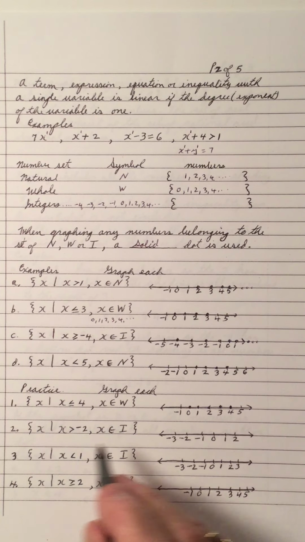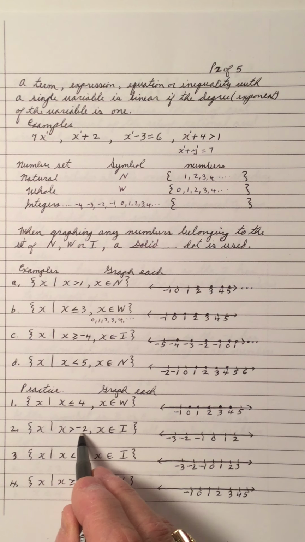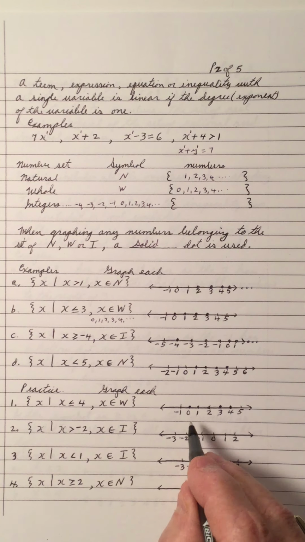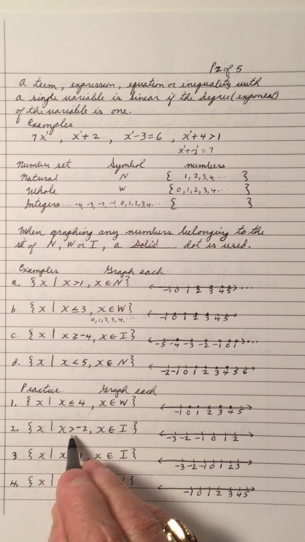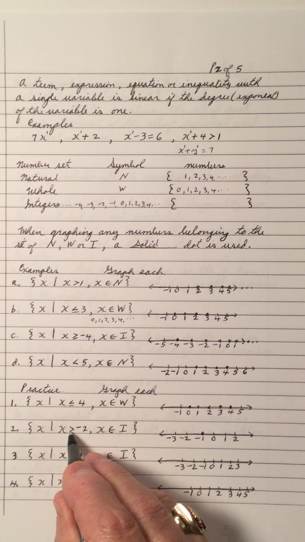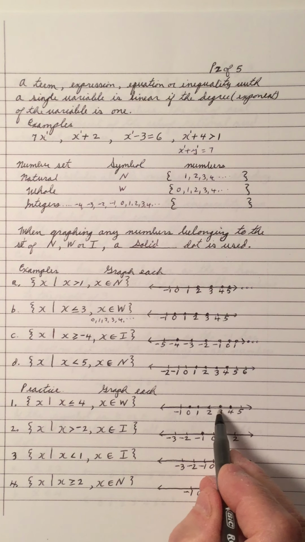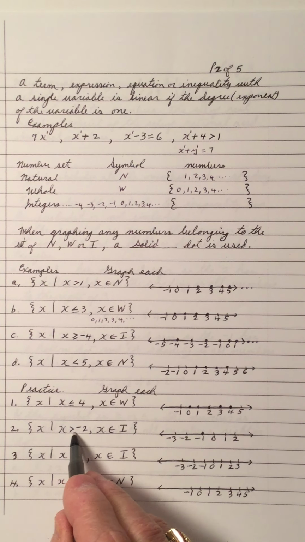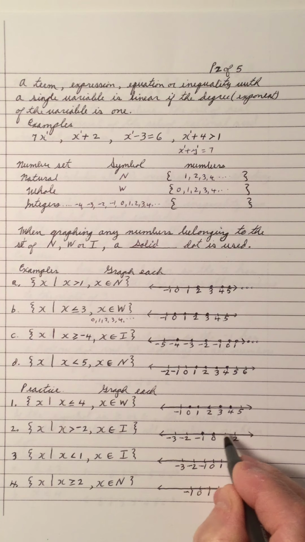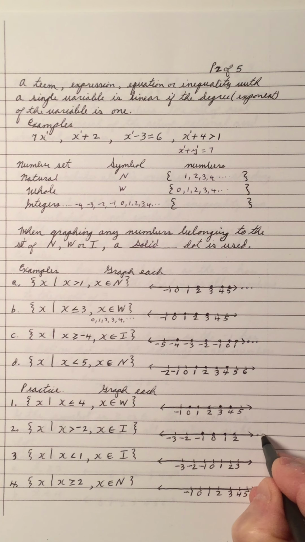Number 2: this is the set of all x such that x is greater than -2, where x belongs to the integers. We cannot shade in -2 because it didn't say equal to. Greater than is pointing to the right. Notice the previous one was pointing to the left, so I had to go that way. This is pointing to the right, so I can't do -2. So -1, 0, 1, 2, and it's integers, so I can keep on going. So I use 3 dots.